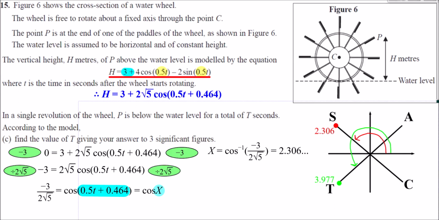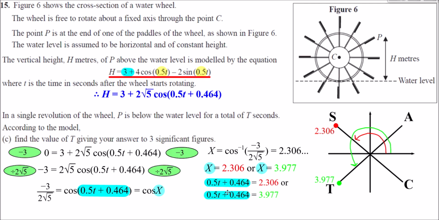So now what we can do is try and solve. Either X is 2.306, or the second time, where the height is equal to 0, is where we have 3.977 radians. But we don't want it in terms of X, we want to work out the exact times. So if we now replace capital X with what capital X actually was in terms of t, we've got two equations to solve to find the critical times. So when is 0.5t plus 0.464 equal to 2.306? And also when is it equal to 3.977?